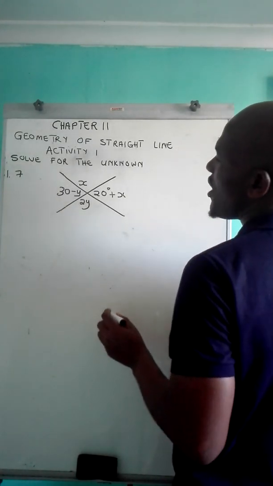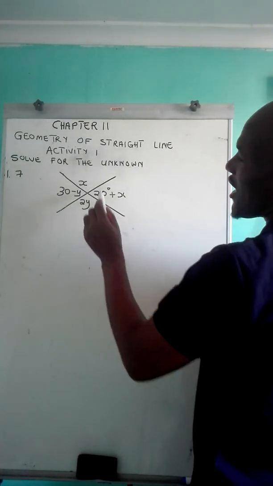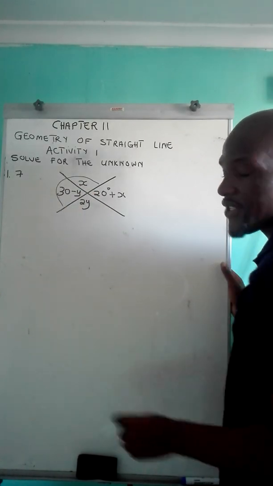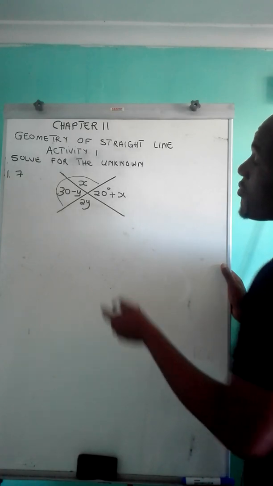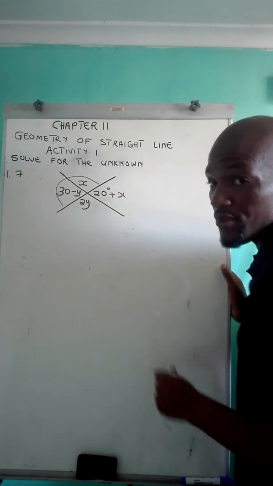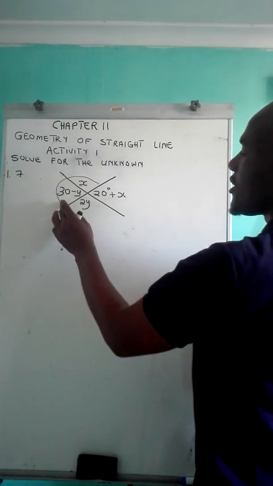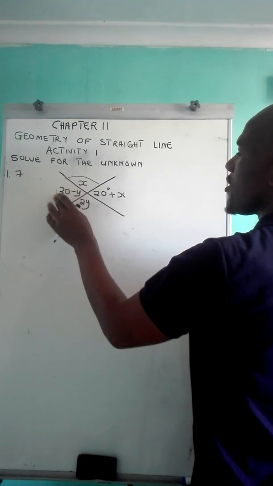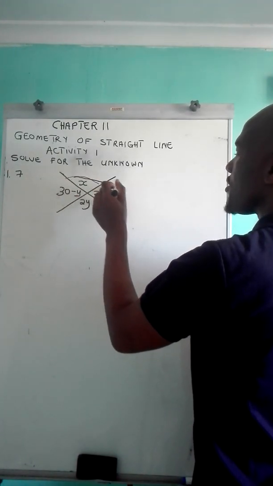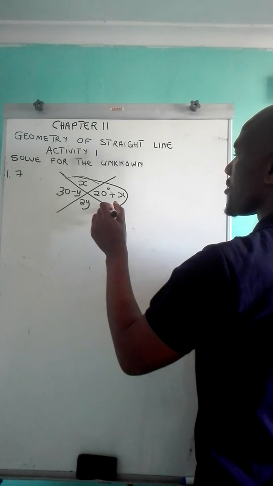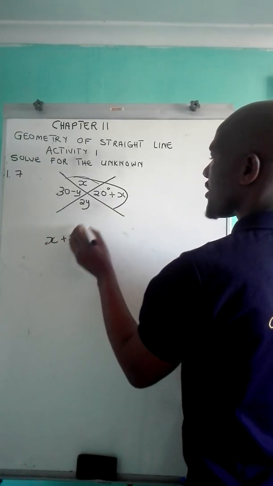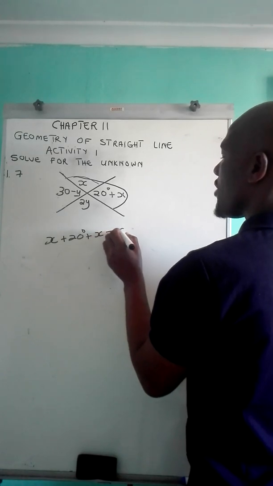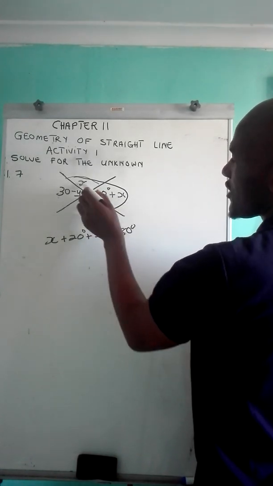Now, I want to solve for x. I can't take these two and say these are adjacent angles on a straight line. Yes, they are adjacent angles on a straight line, but now I have two different variables, two unknowns. So I will take this option. I will say x plus 20 plus x is equal to 180 degrees because it's the same variable.